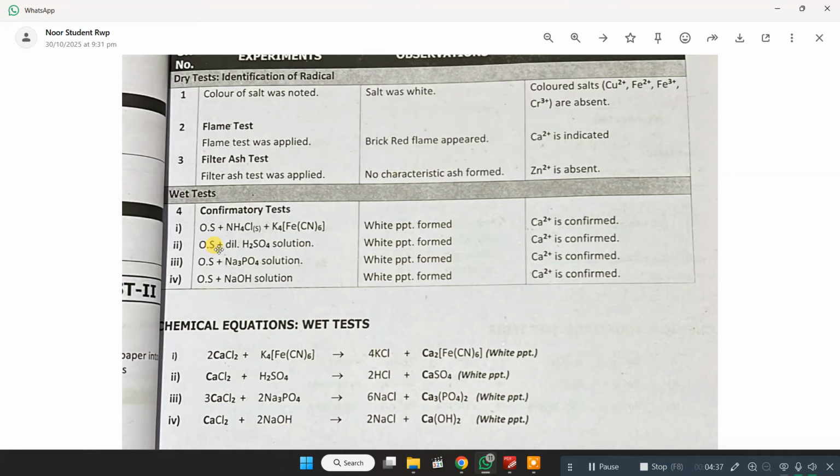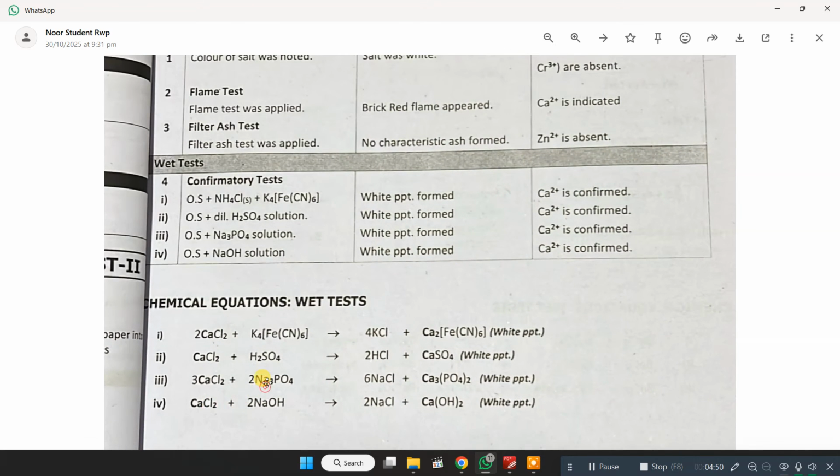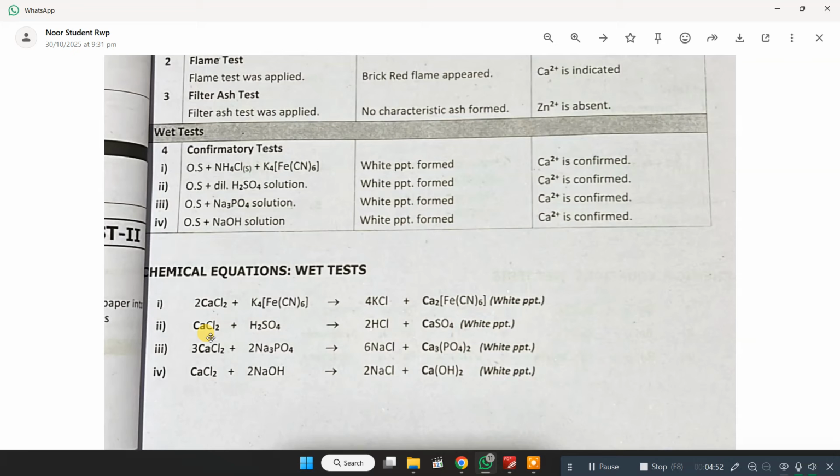In the next step, the second one, that is the addition of the original solution to the dilute H2SO4 solution. Right here in this case, diving deeper into this equation that is being explained in the background, calcium chloride you have, that is the pure salt or some sort of original solution that has been prepared from the calcium chloride salt.